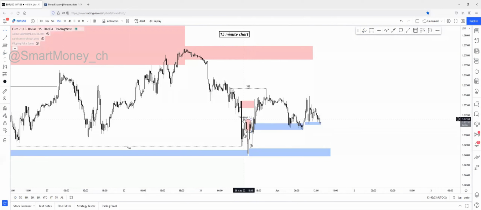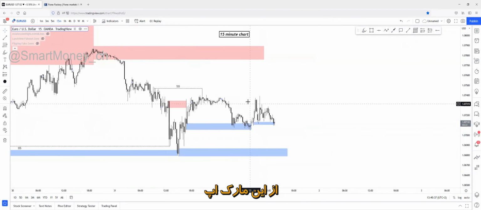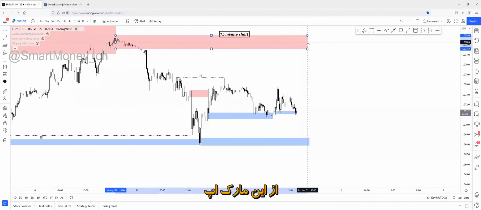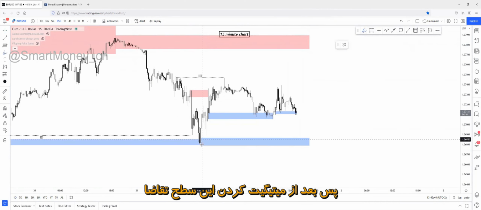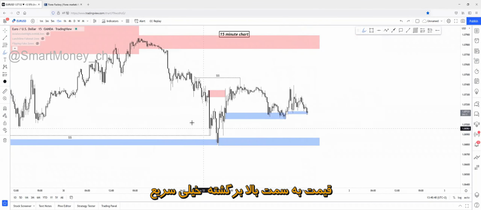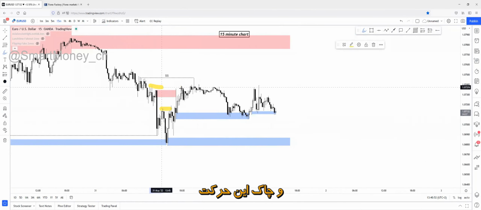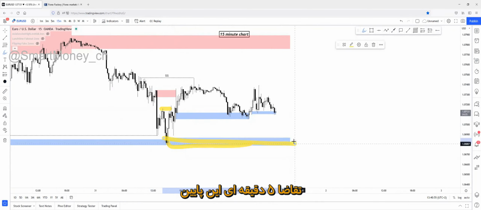I will delete these movements because this could be annoying for you. Sorry if you couldn't see anything from these markups. But okay. So after the mitigation of this demand zone and liquidity sweeping movement right here, prices reversed to the upside immediately with the V-shaped recovery. The origin of this reversal and the character changing movement right here was this demand zone, this 5-minute demand zone down here.